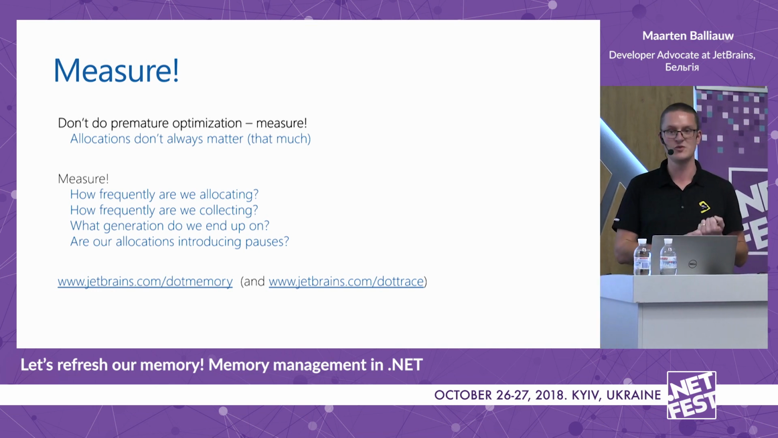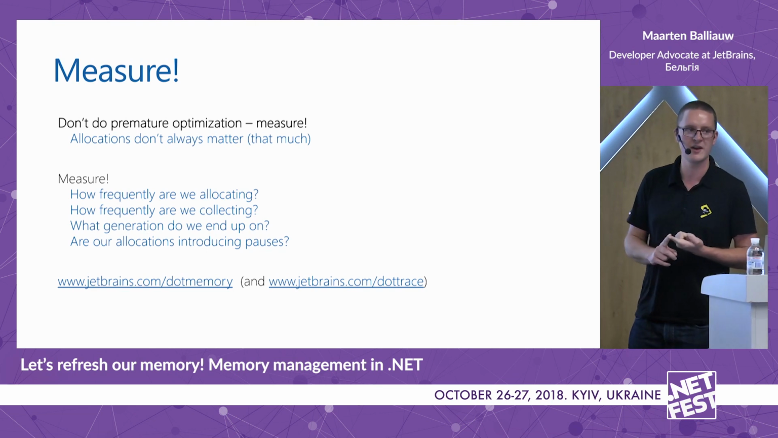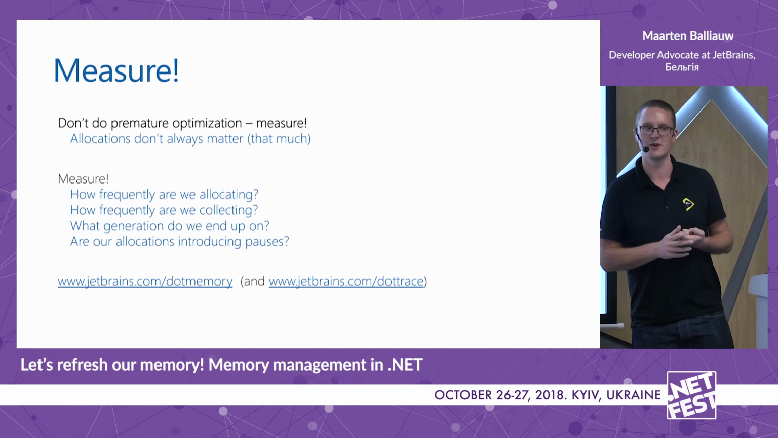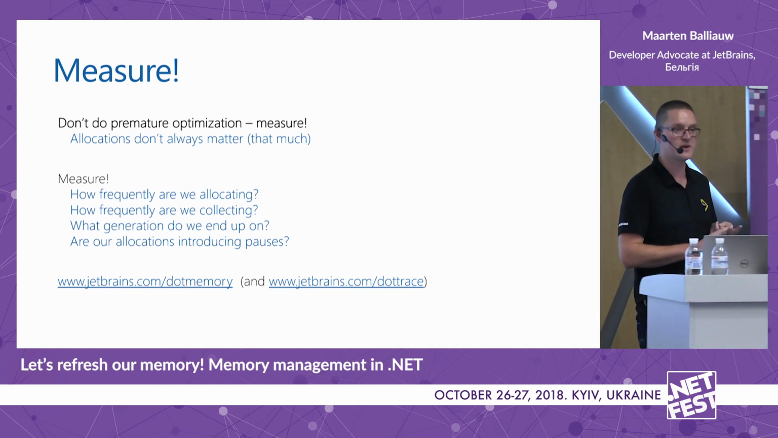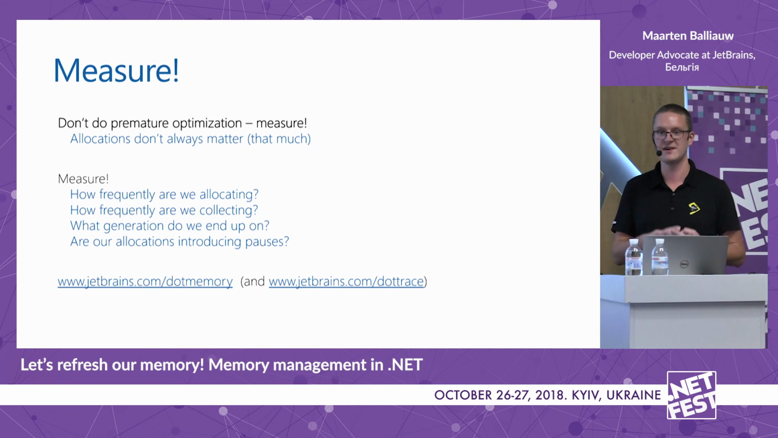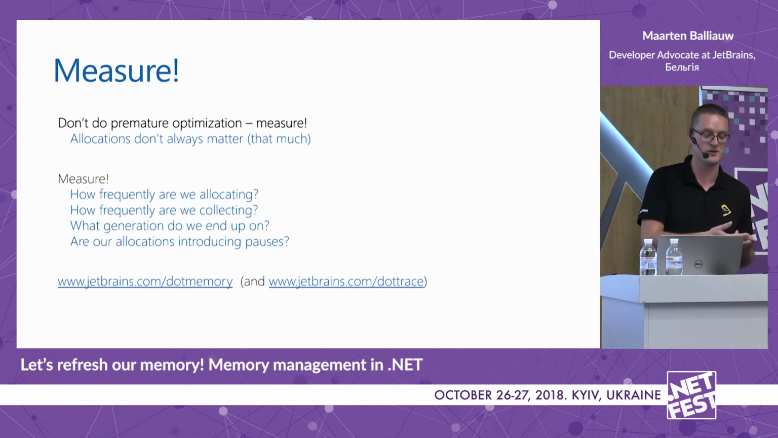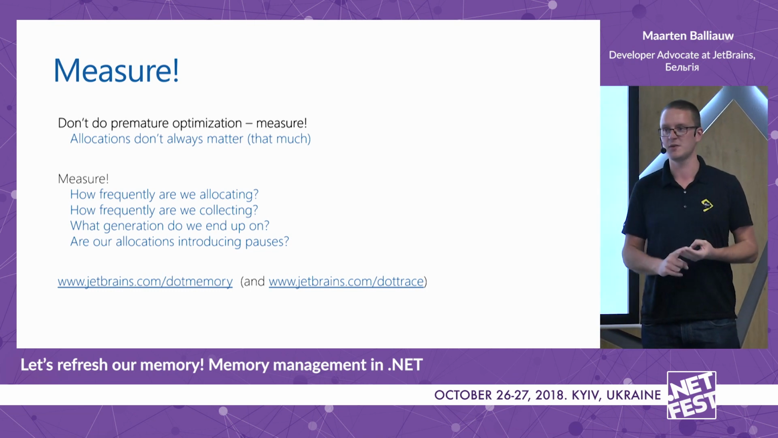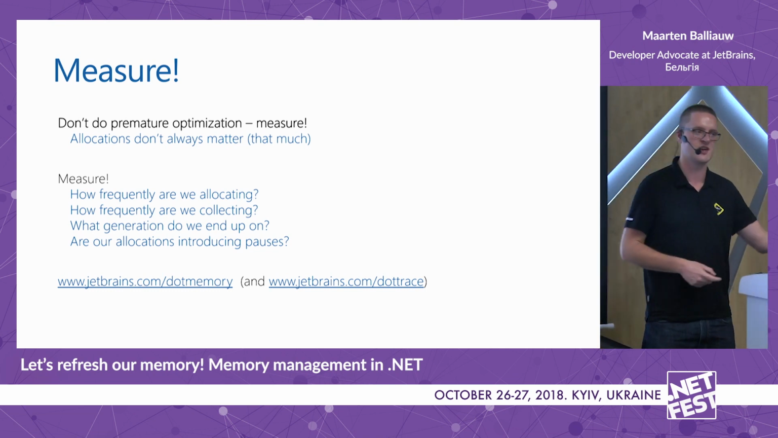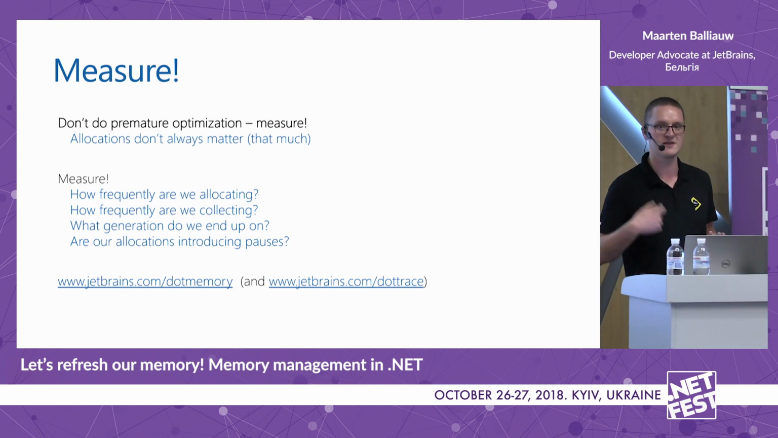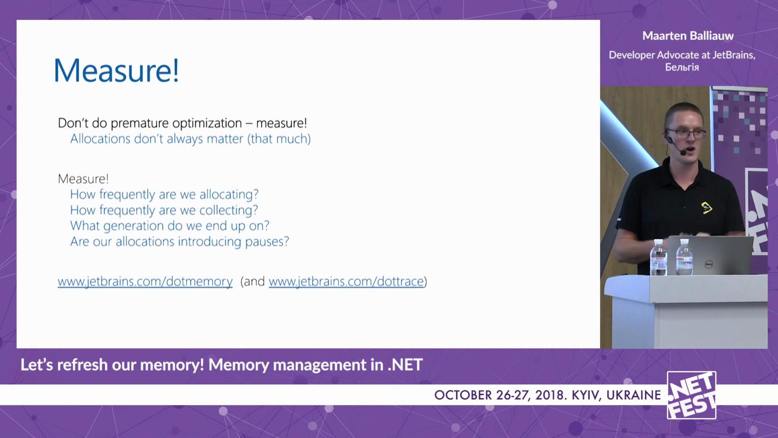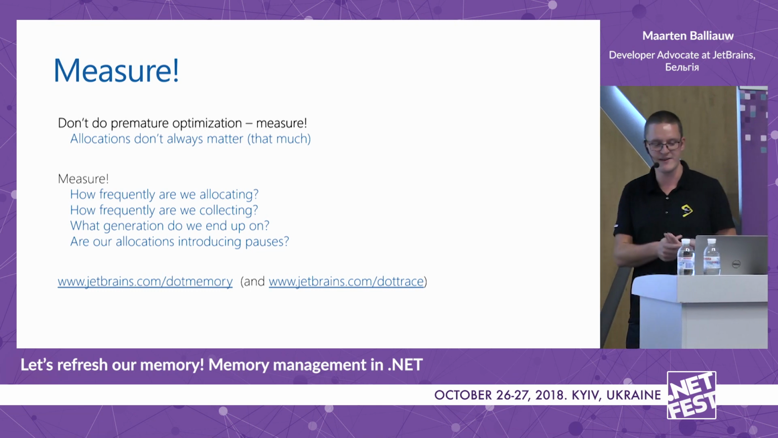There's a couple of things that you will need to know before you start optimizing, and that is how frequently are you allocating? If it's millions of times per second, then maybe you want to look into optimizing that. How frequently is the garbage collector running? If it runs every second or every half a second, you probably want to optimize that as well. What generation do our objects end on? That's also an important one. If garbage collection is always on Gen 0, it will be perfectly fine because Gen 0 is typically for objects that do not have a lot of references, so the garbage collector will be pretty fast on that one.